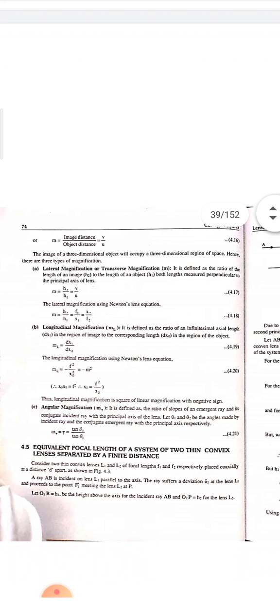Here you can see the lateral magnification, or say transverse magnification. It is defined as the ratio of the length of an image to the length of the object, both lengths measured perpendicular to the principal axis of the lens. Then longitudinal magnification and angular magnification. These things may be there in the MCQ form.